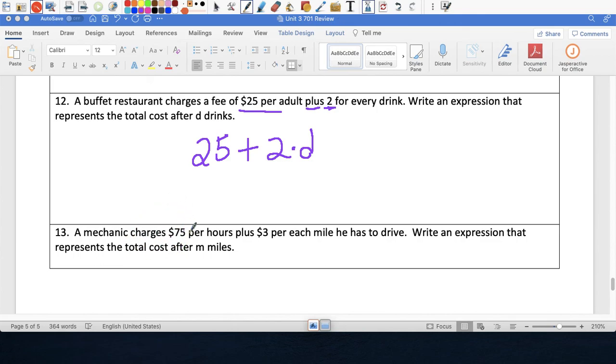A mechanic charges $75 per hour plus $3 for each mile he has to drive. So he's going to charge you $75 plus $3 per mile. I don't even like that little dot there. So there is my expression right here.